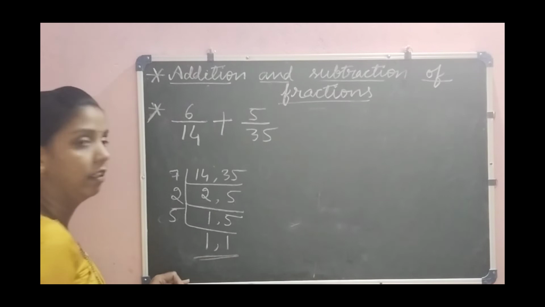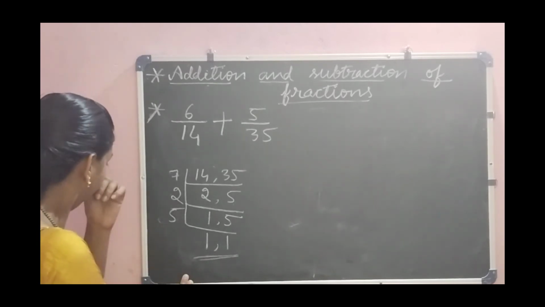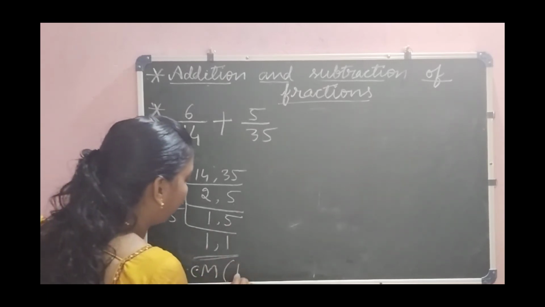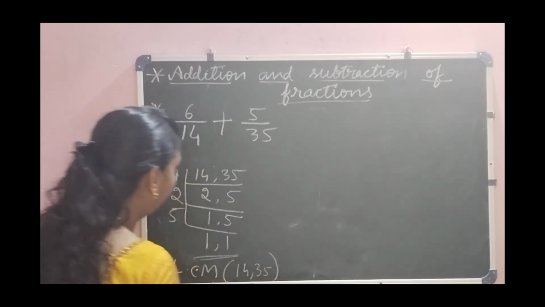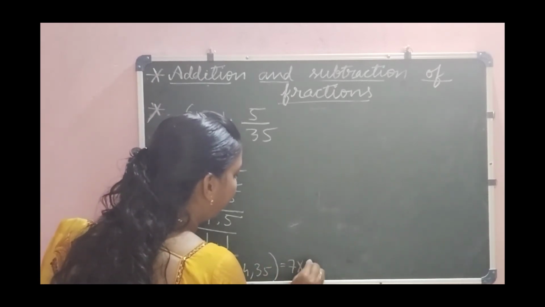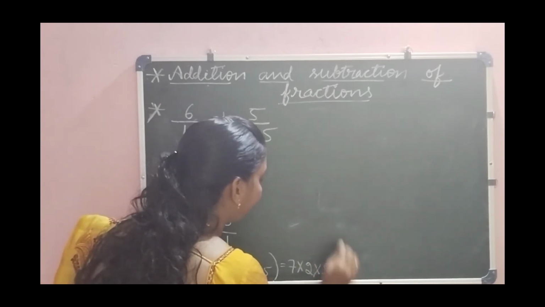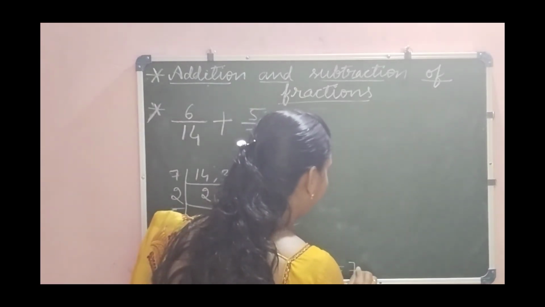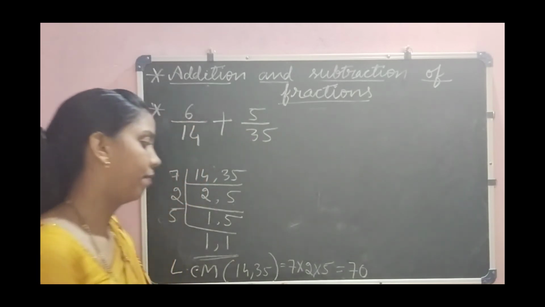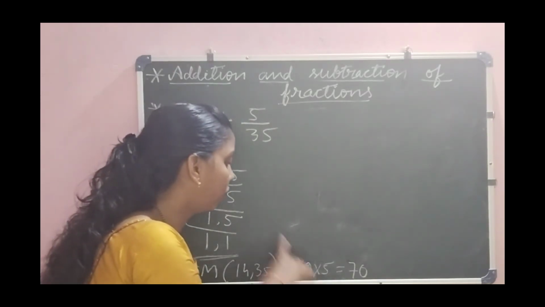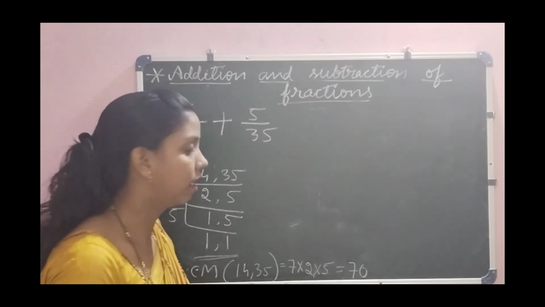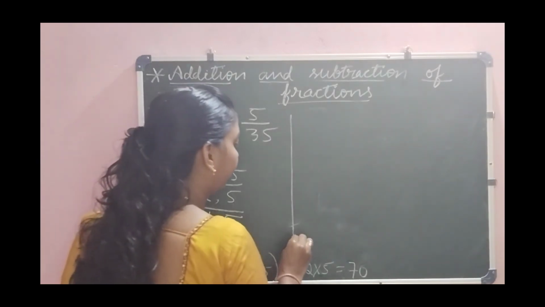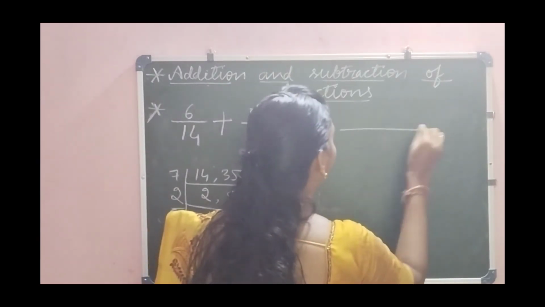So now you go to the last step, 1 and 1. Now you have to write the LCM of that. LCM of 14 and 35 is 7 into 2 into 5. That is 7 2s are 14, 14 5s are 70. So what you got as the LCM? 70. LCM is 70.